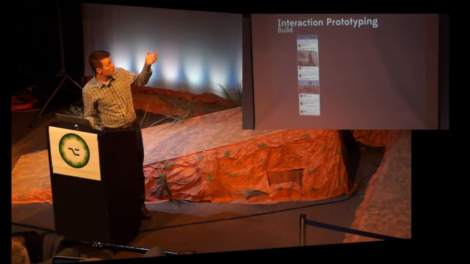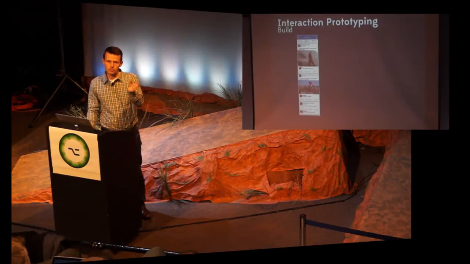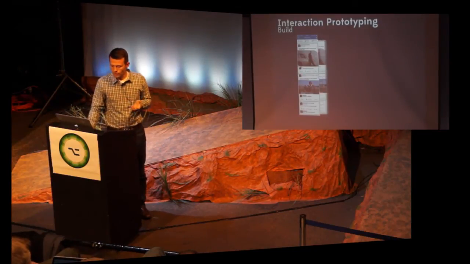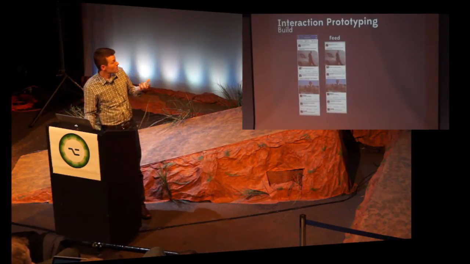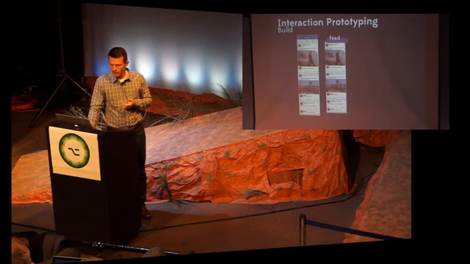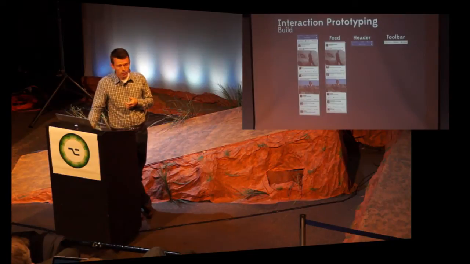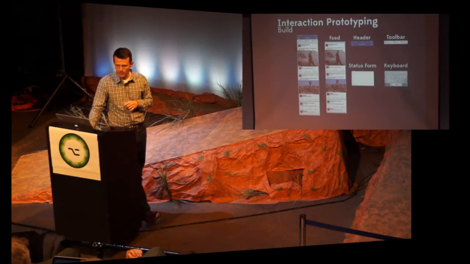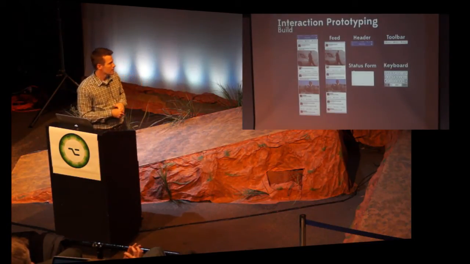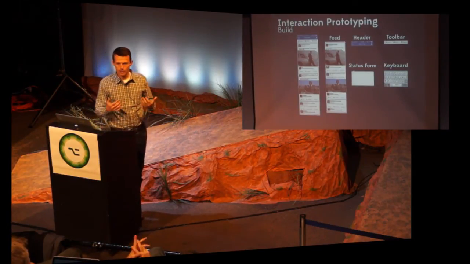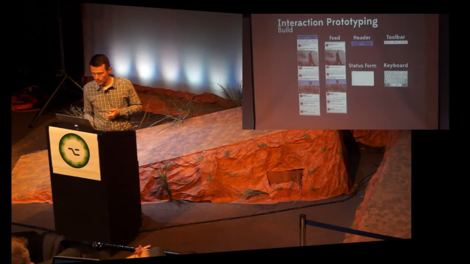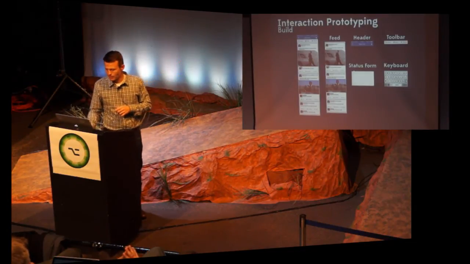So I'm going to decompose this into the pieces I need to manipulate independently. First, I'm going to extract the image I'm going to use for the feed. I'm going to pull out the header, and I'm going to pull out the toolbar. And then finally, I'm also going to need something to put on the screen for the status form. And of course, when you're typing in the status update, you're going to need a keyboard. So I'm going to animate in a keyboard as well, even though that wasn't in the original mock-up.